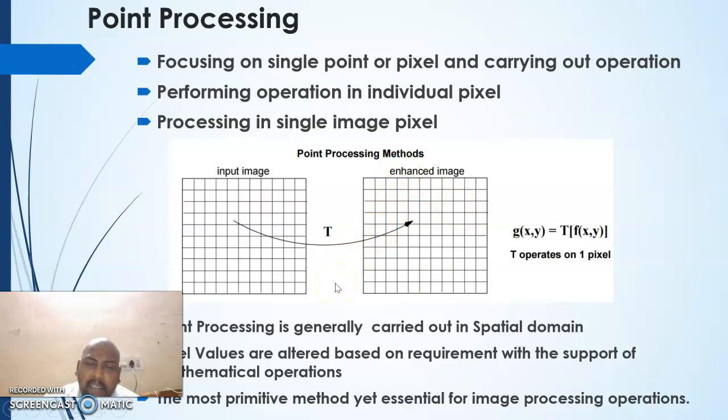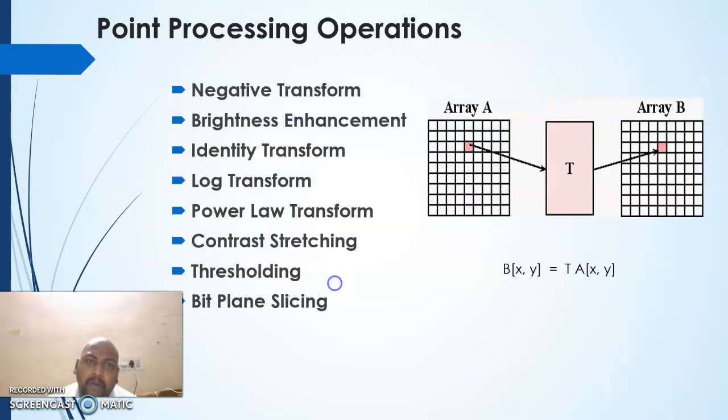Here the pixel values are altered based on our requirement with the help of mathematical operations. So it is a primitive method. Next we can see the point processing operations one by one.